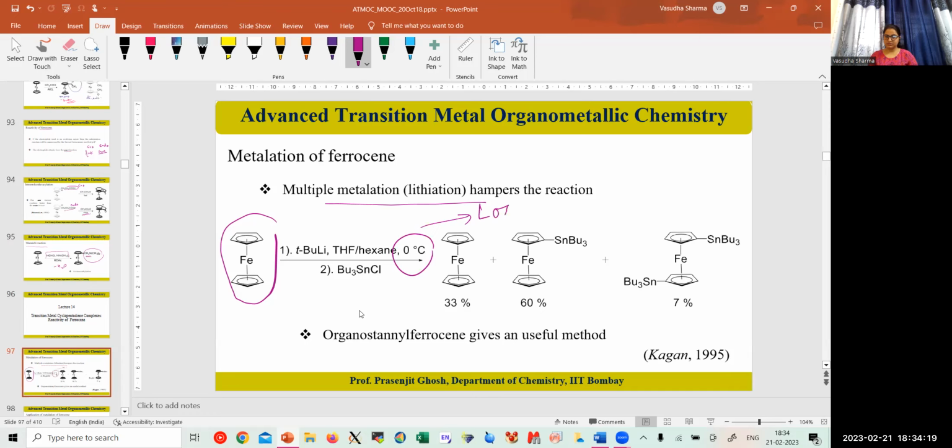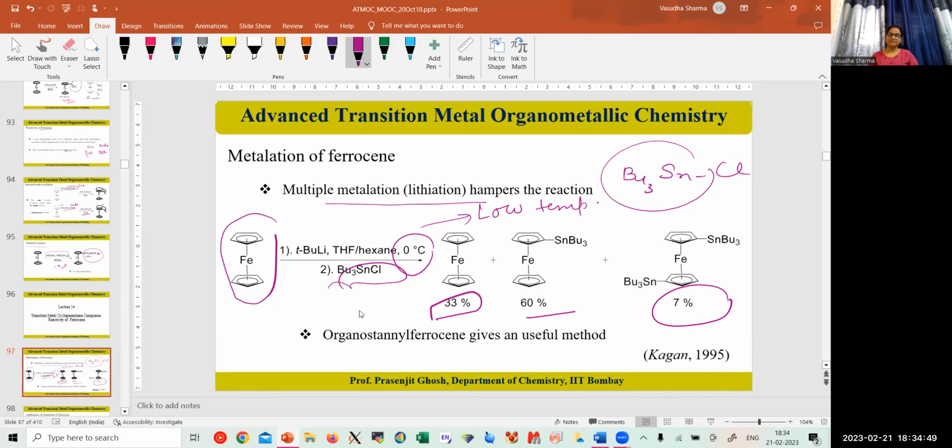And in the presence of this reagent, tin chloride, which again becomes an electrophile, as soon as we have the lithium over here, lithium chloride will go out and SnBu3, tributyl, will come over here. This will give you a mixture of products: 33% would be unreacted ferrocene, 60% would be your monosubstituted product, and only 7% your disubstituted product. So this particular method is very useful to avoid multi-lithiation.